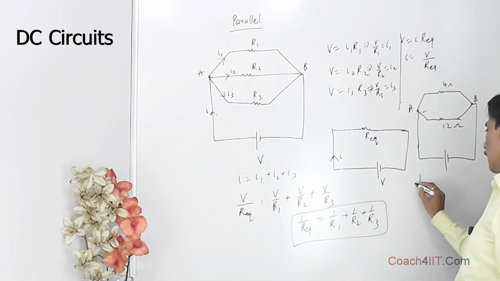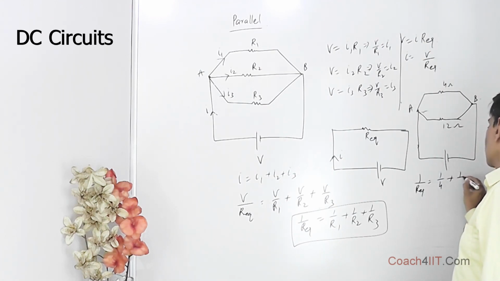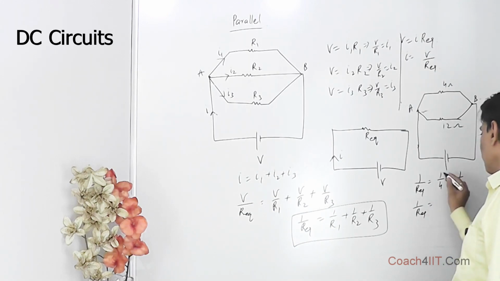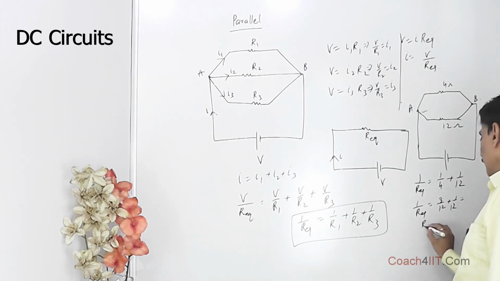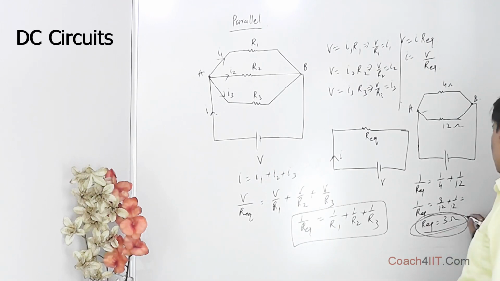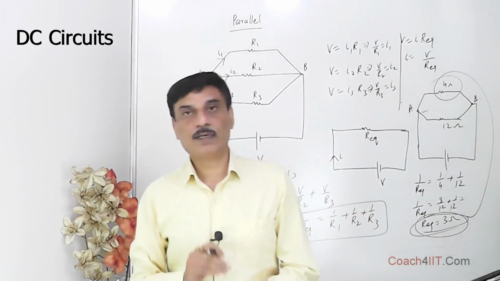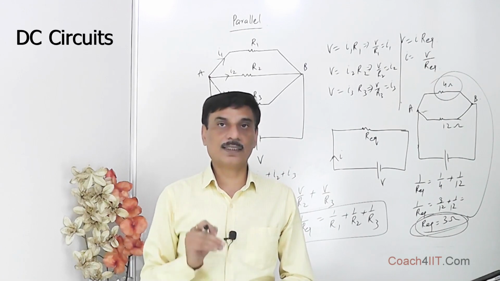How? 1 by R equivalent is going to be 1 by 4 plus 1 by 12. We can make the denominator the same by multiplying this by 3. So this is 3 by 12 plus 1 by 12, and R equivalent comes out to be 3 ohm. So the equivalent resistance comes out lesser than the least one. Whenever the resistances are in parallel, remember that the equivalent resistance will come out lesser than the least one.